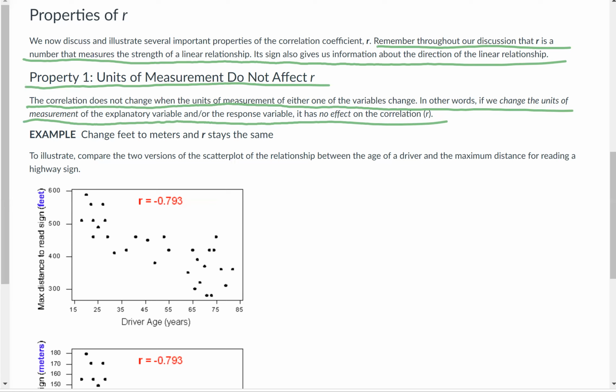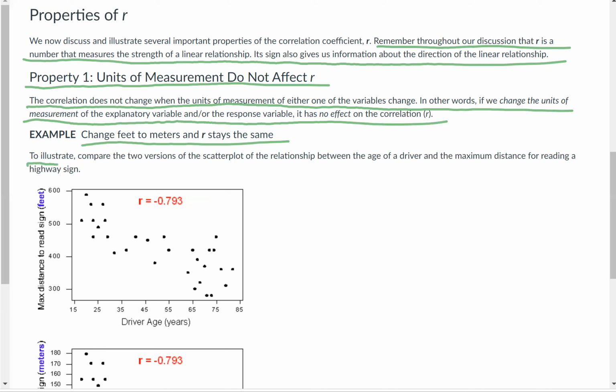So all the data values are going to change in X. So all your ordered pairs are going to change, but it should still be that R is the same. It's a complicated formula, but it takes into account, it doesn't really matter what units you're using for X or Y. So in this example, we'll change feet to meters and R stays the same.